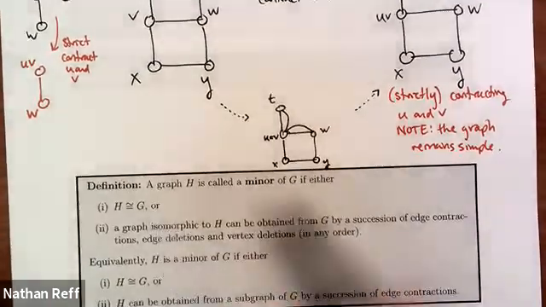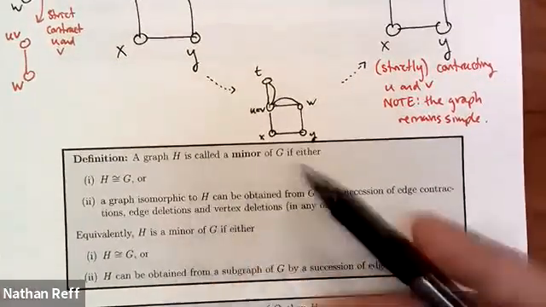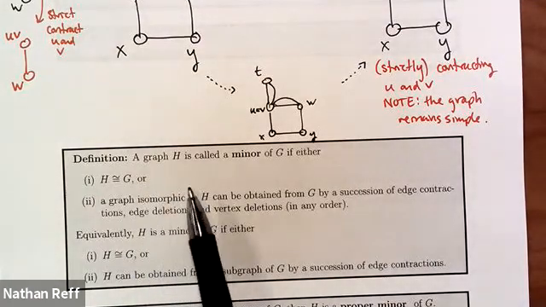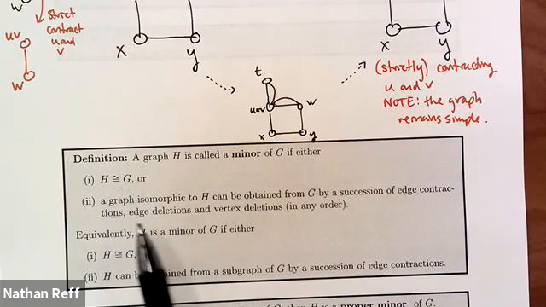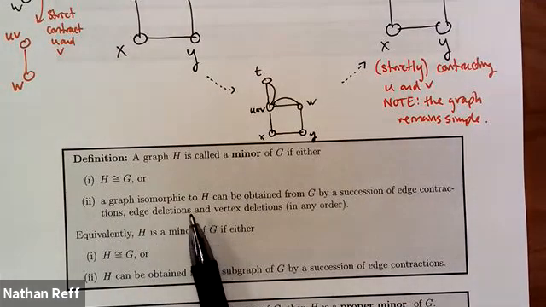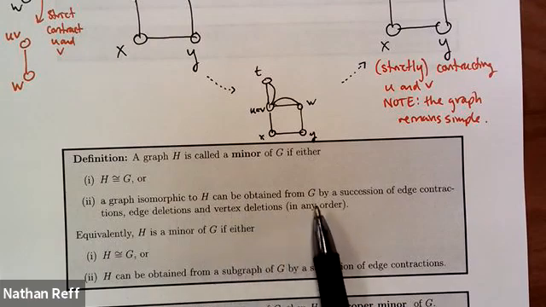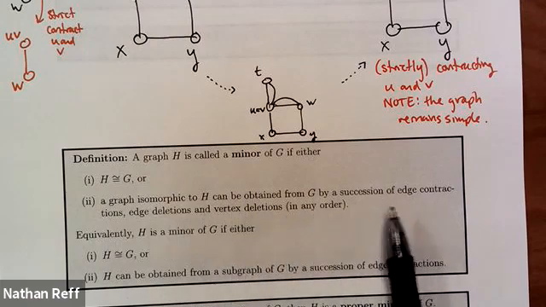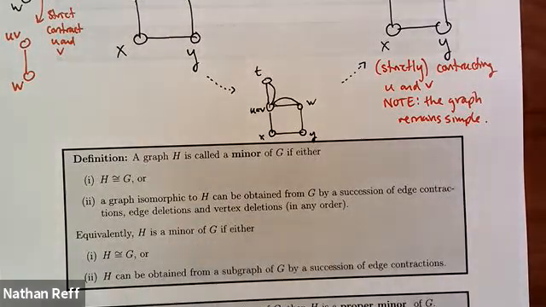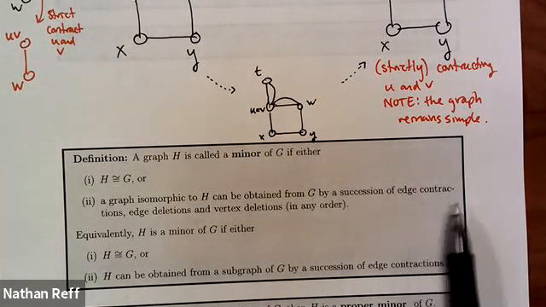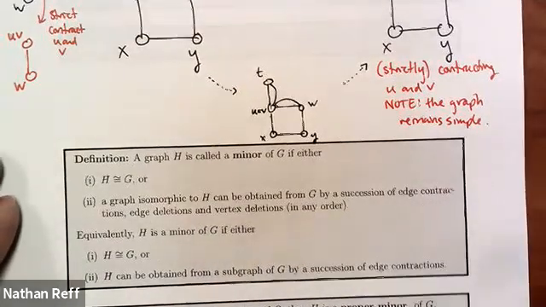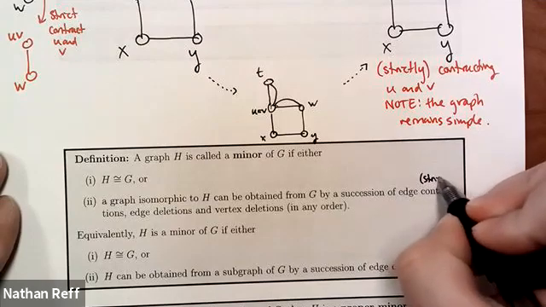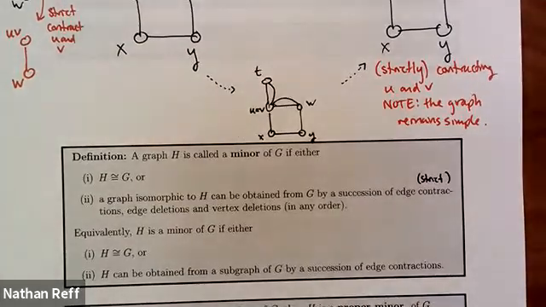Okay, so what is a minor of a graph? A graph H is called a minor of G if they're either isomorphic, so you didn't actually do anything, or the graph isomorphic to H can be obtained from the graph G by contractions and deletions. Effectively, edge contractions, edge deletions, and vertex deletions. When I write this, we're talking about these new strict contractions, but in the literature, usually they're not going to add that word strict.